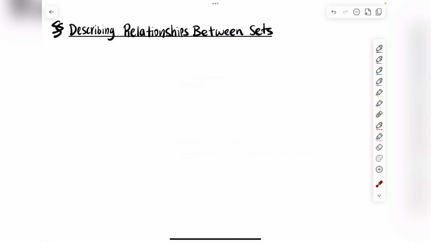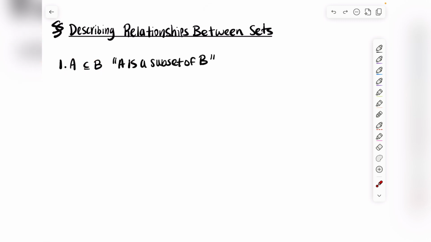The first relationship between sets is when set A is a subset of set B. This just means that all of the elements that are in set A are also in set B. Now, these relationships are not commutative, meaning that it doesn't mean the opposite, that B is a subset of A, so keep that in mind.